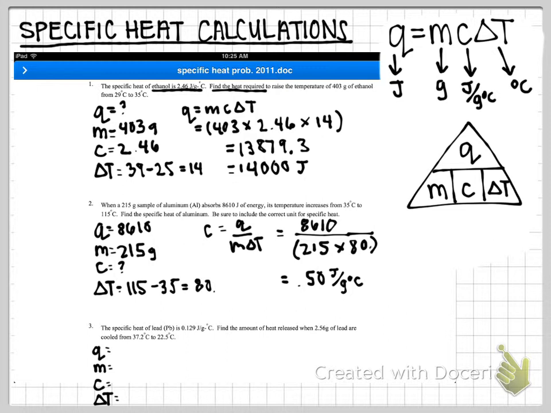Third problem, specific heat of lead is 0.129, so that's your C. Find the amount of heat released, so that's your Q, your joules. When 2.56 grams, that's your mass, is cooled from 37.2 to 22.5. So negative 14.7 degrees.